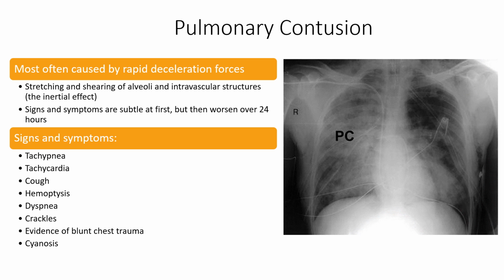They're kind of subtle at first and worsen over 24 hours, so that bleeding and difficulty breathing increases. They're going to have tachypnea and tachycardia. They're going to have a cough, hemoptysis, which is the coughing up of blood, dyspnea, shortness of breath, and crackles as that bleeding gets into the alveoli. It'll have the sound of Rice Krispies, that popping sound, crackling rales as they're breathing, just because that blood from the hematoma itself is filling up the alveoli sacs.